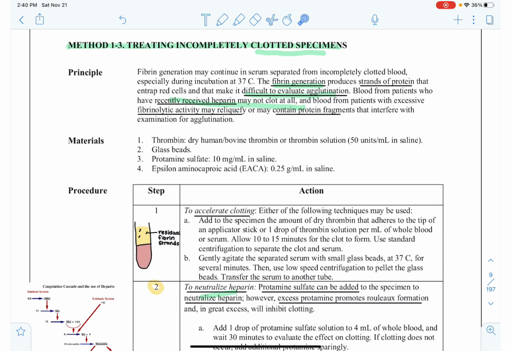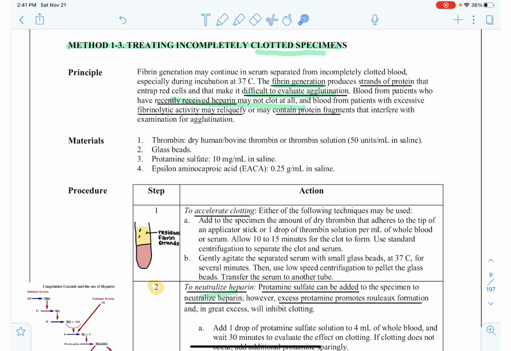Blood from patients who have recently received heparin may not clot at all, and blood from patients with excessive fibrinolytic activity may reliquefy or may contain protein fragments that interfere with examination for agglutination. So all of these procedures will remove substances so we can observe agglutination more easily.